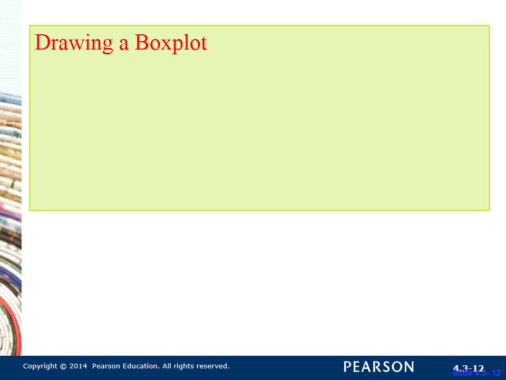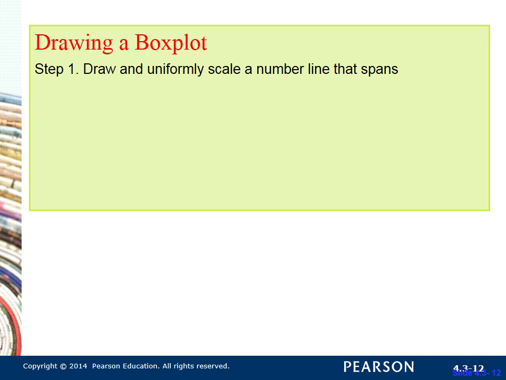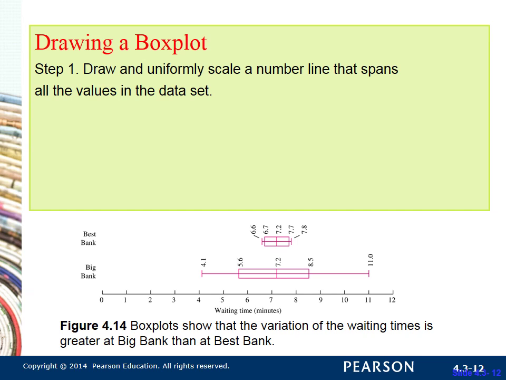What I like to do is get the 5-number summary on my graphing calculator, and then I draw it by hand. Getting it on the graphing calculator is longer. Sometimes it's just harder. It's longer than just doing it by hand. So the first thing we do is draw and uniformly scale. I can't emphasize that enough. You need a uniform scale.